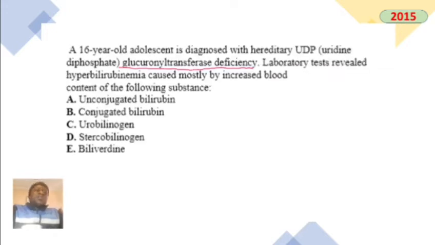A 16-year-old adolescent is diagnosed with hereditary UDP, that's uridine diphosphate glucuronyl transferase, right? So this enzyme is actually for conjugation of bilirubin. That's the first thing you need to know. Laboratory test revealed hyperbilirubinemia caused mostly by increased blood content of the following substance. We're saying there is no conjugation because there is a hereditary defect in UDP glucuronyl transferase. So the kind of bilirubin which will be found there is actually unconjugated bilirubin, right? Unconjugated bilirubin.